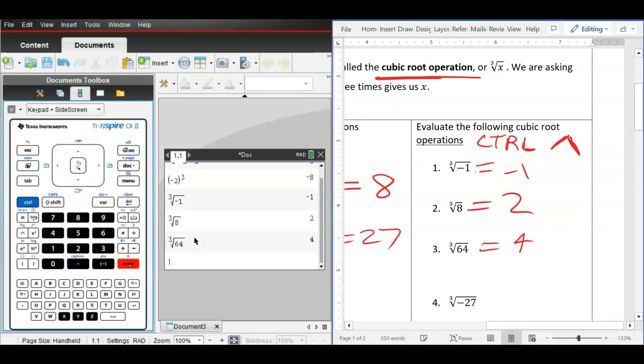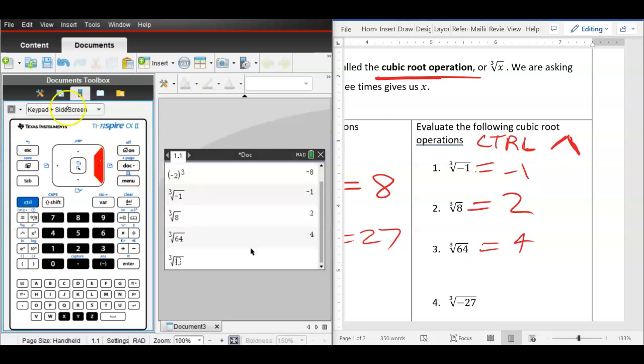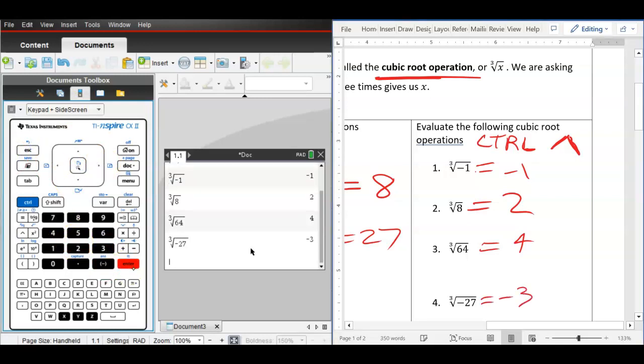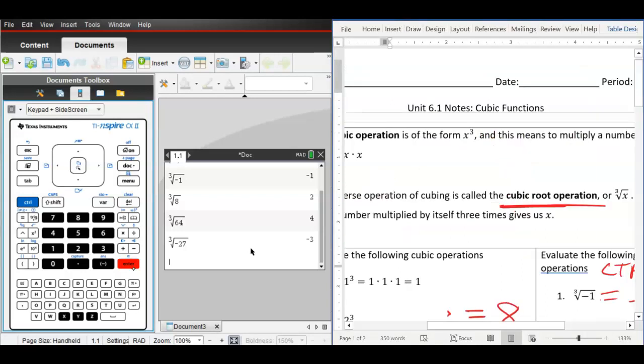And then the cube root of negative 27 is negative 3. Okay. Do you see how that works? Okay. Next part.